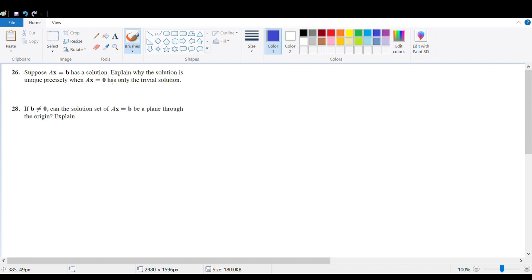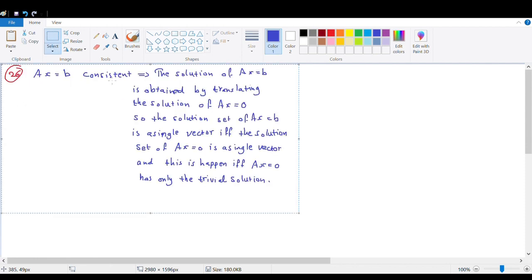Because if Ax = 0 has many solutions, that will affect the solution of Ax = b, because it depends on the solution of Ax = 0. So whenever the solution of Ax = 0 is unique, which has only the trivial solution, the solution set of Ax = b should also be unique. But in the case Ax = 0 has many solutions, that means Ax = b also has many solutions. So let us write this here.